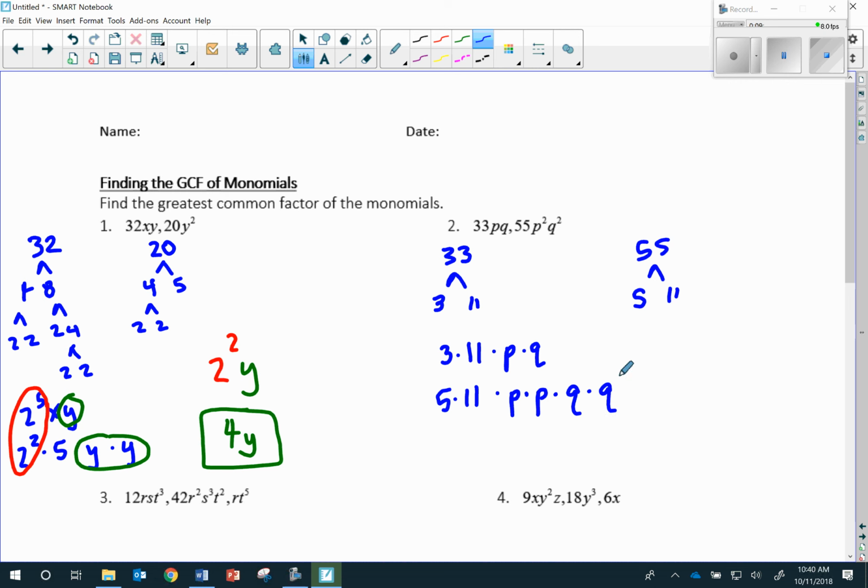Now again, we want to find the greatest shared factor between these two monomials. So they don't share a 3, they don't share a 5, they do share an 11. So that's going to be the first part of this greatest common factor. They both share p, however, there's 1 p here and 2 p's here. So for the shared factor, we're going to have 1 p, and same thing with q. There's 1 q here, 2 here. However, they both don't have 2. They both only have at least 1. So the greatest common factor of this monomial would be 11pq.